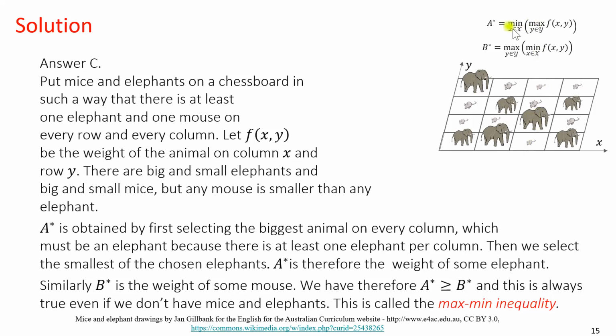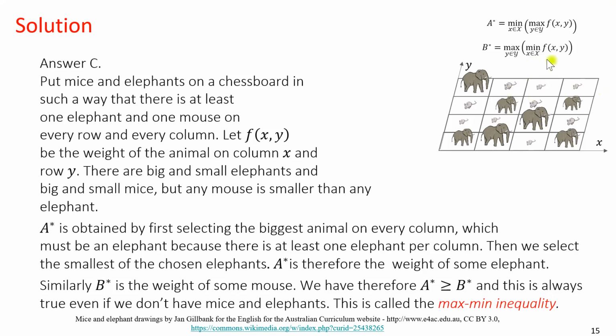And then what do I do when I take the mean? Well, for every value of x, I have computed which elephant gives the max. I take the largest elephant of every row, and then I take the mean. So A star will be an elephant, will be the weight of an elephant.